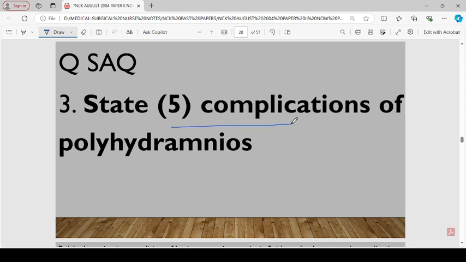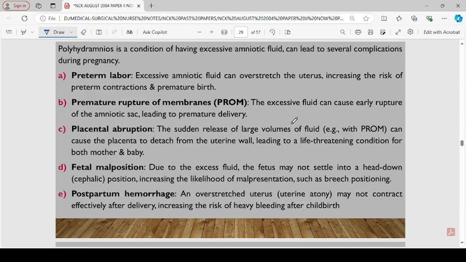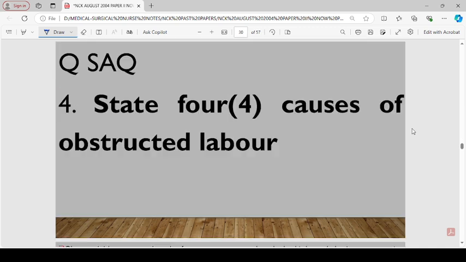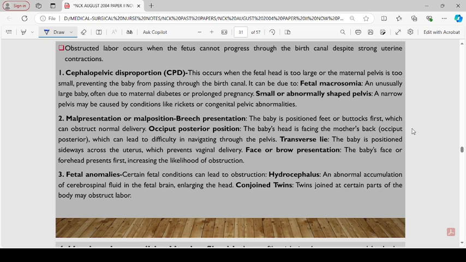What about the next question? State 4 complications of polyhydramnios. Polyhydramnios is a condition of having excessive amniotic fluid, and it can lead to several complications, including preterm labor, premature rupture of membranes, the one that is commonly referred to as the PROM, placental abruptio, fetal malpositions, postpartum hemorrhage, right? And so many others.